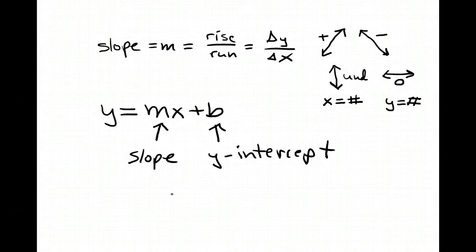When you graph, let's say the slope is 2/3. That means from any point on your graph to the next point, you would rise 2 units, run 3 units, and put your other point. And you would draw your line.